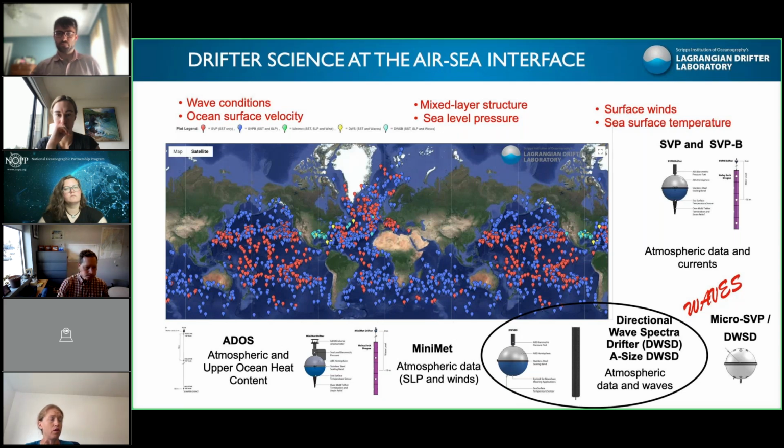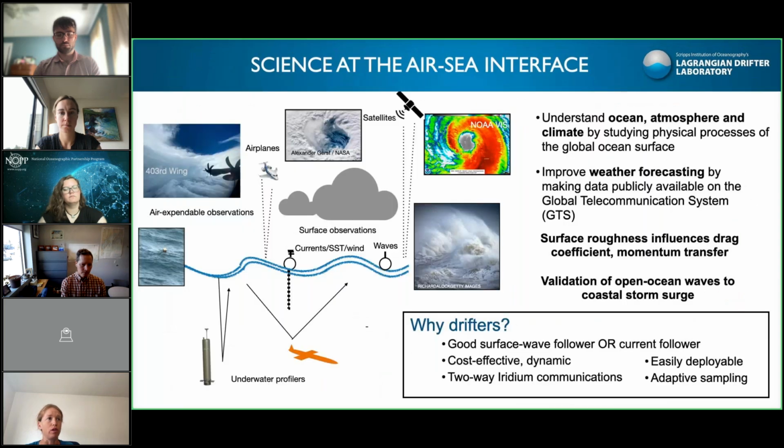Here's the array over the global ocean, but of course today we're going to talk mostly about our efforts for observations under hurricanes and helping get these offshore wave conditions for wave models and coastal storm surge models. So at the lab, we want to study all processes between the ocean and atmosphere along the global ocean surface. We make these observations available typically to the global telecommunication system to improve numerical weather forecasting. But these are the different ways that we study hurricanes.